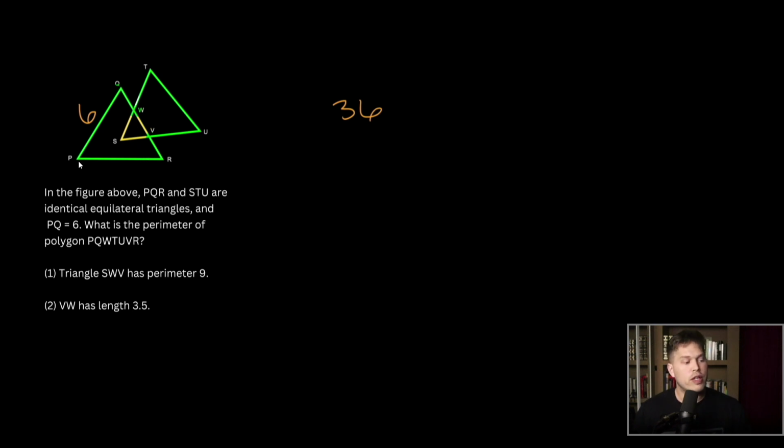So if we're just looking for our green perimeter, then we can take 36 and subtract the perimeter of our yellow triangle, SWV. We're told it is 9 in statement 1, and we can find the perimeter of our green outline to be 27. So statement 1 is sufficient.